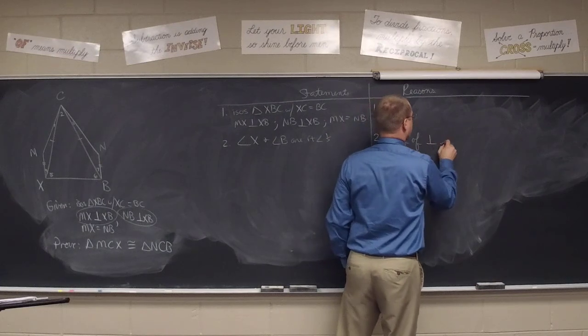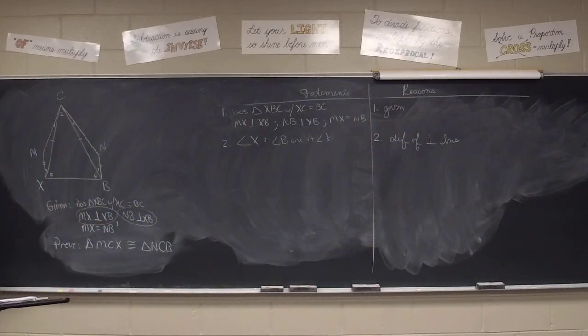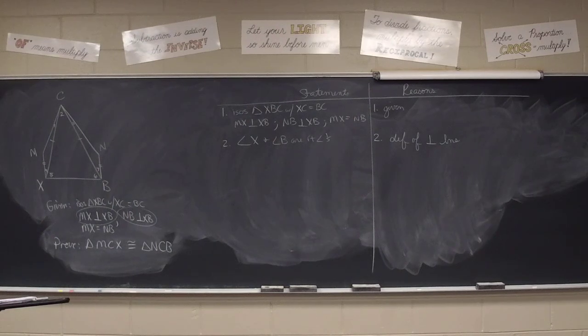There you go. Now, Dylan, you told me the definition of perpendicular lines, right? You said they're lines that meet to form right angles. Okay, so since they're perpendicular, we have right angles. Does that make sense? That's what I was trying to get you to go to.